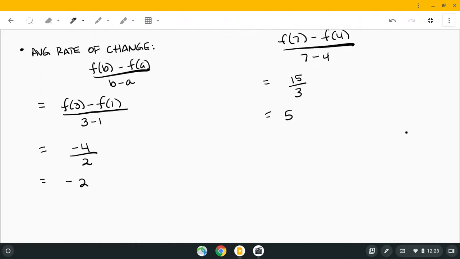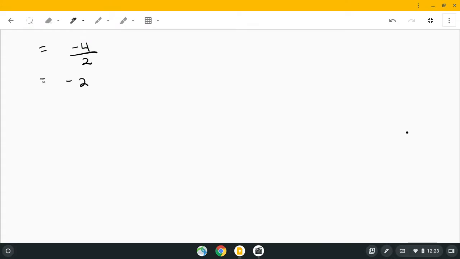Okay, let's take a look at another example. This is more of an application problem. Just because there are more words, don't be afraid of it. It's still the same idea, average rate of change. f of b minus f of a over b minus a. All right, so let's copy this down.